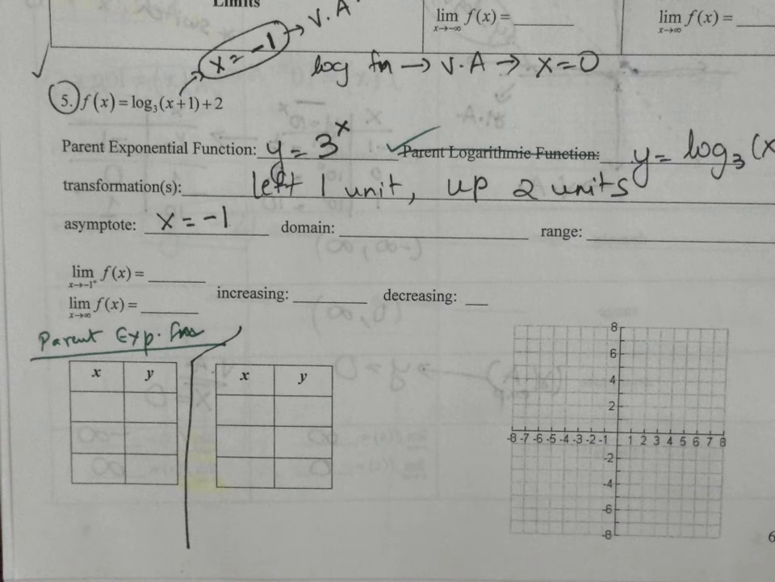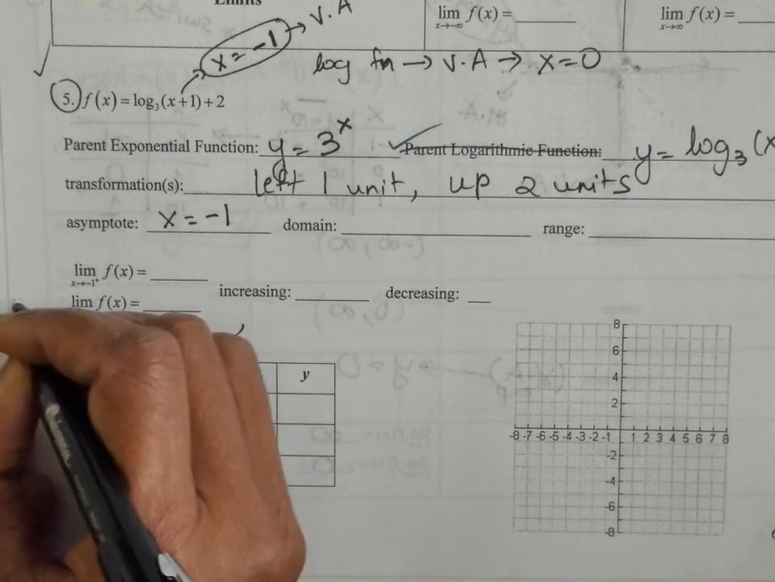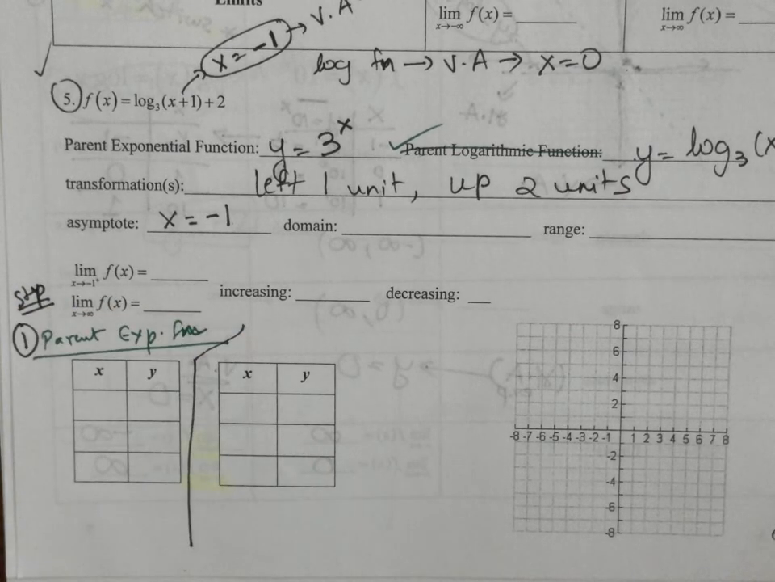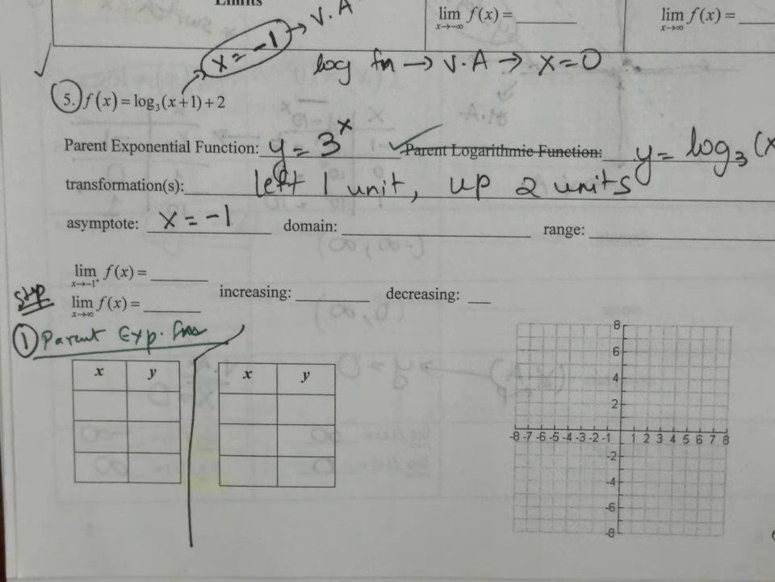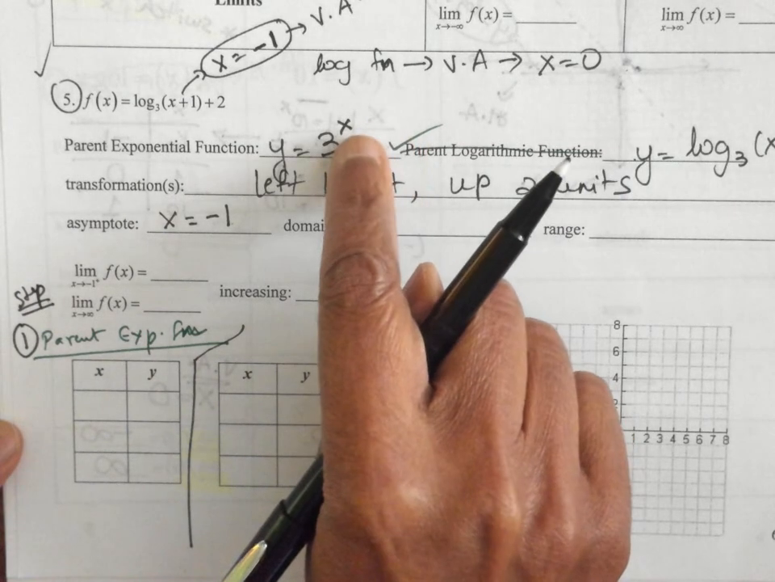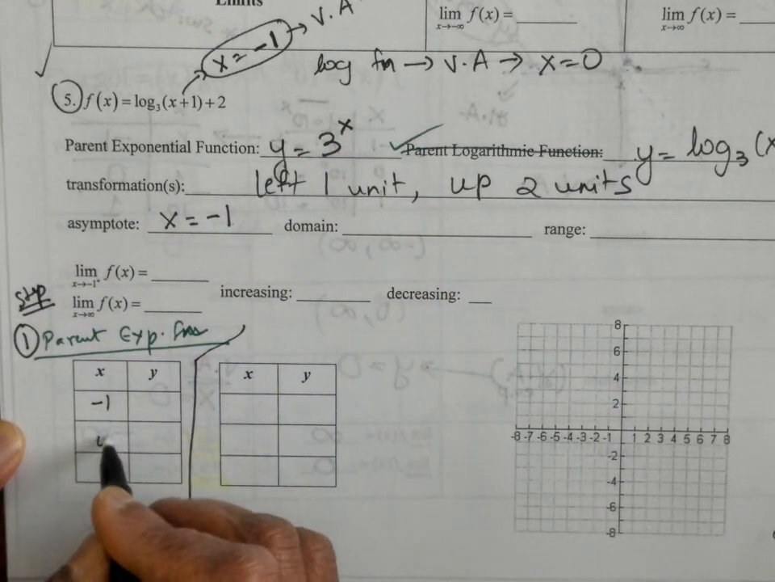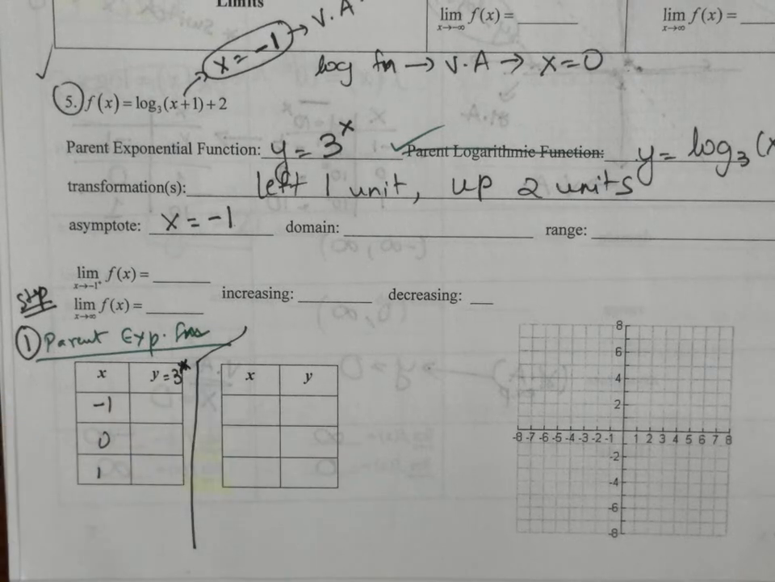Alright, so now for us to be able to graph it, you do this in 3 steps. Step number 1 is the parent exponential function. You're going to take 3 values for the parent exponential function. So you're going to take -1, 0, 1 for y equals 3 to the power of x.